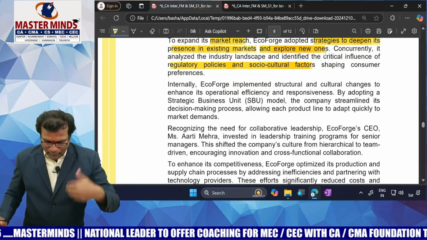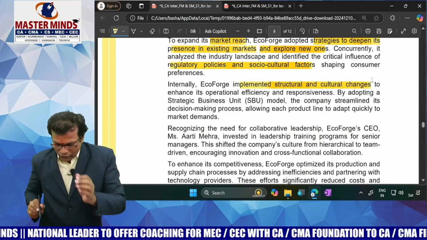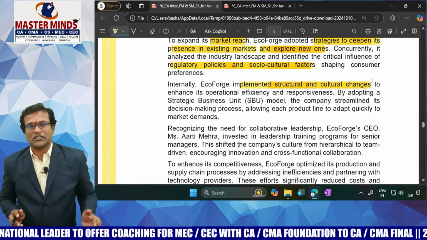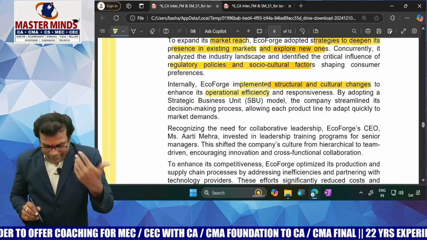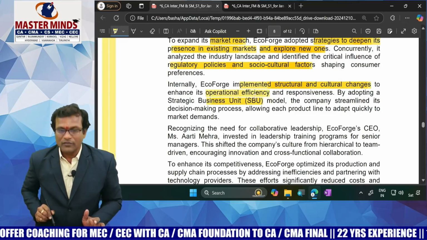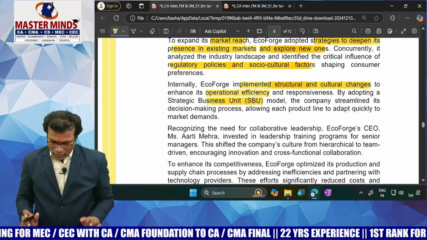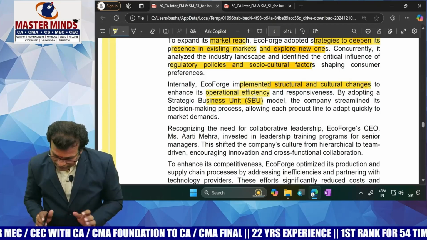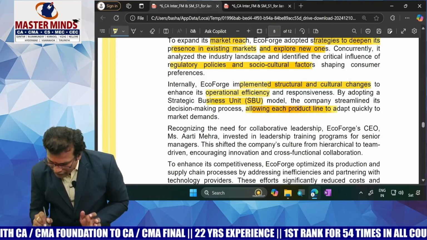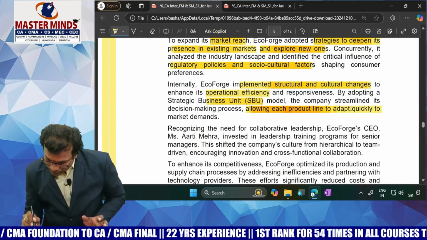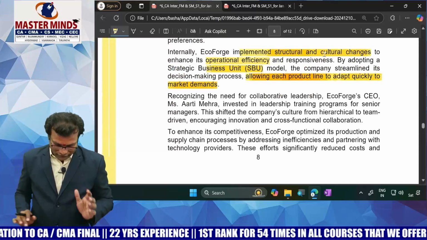Internally, Ecoforge implemented some structural and cultural changes. Very good. They are trying to change their organizational structure and corporate culture to enhance their operational efficiency. For that reason, they have adopted the SBU model. Under SBU, a group of related businesses will be there under one SBU. Quick response will be there to the markets, allowing each product line business to adapt quickly to the market demands. Now move to the next paragraph.